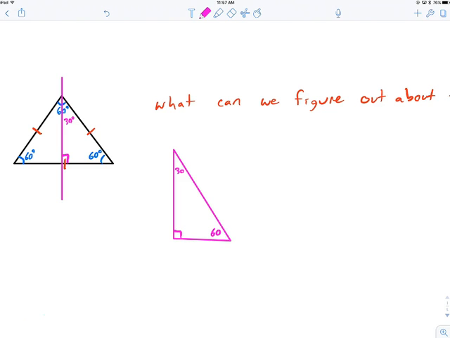Again, let's come up with the easiest possible number I could think of. Let's say this bottom segment here is 1. Well, this bottom is split into two congruent parts. So this is 1, which means this side is 2 and this side is 2. So in our 30, 60, 90 triangle, if we set this bottom side equal to 1, the hypotenuse here is 2.